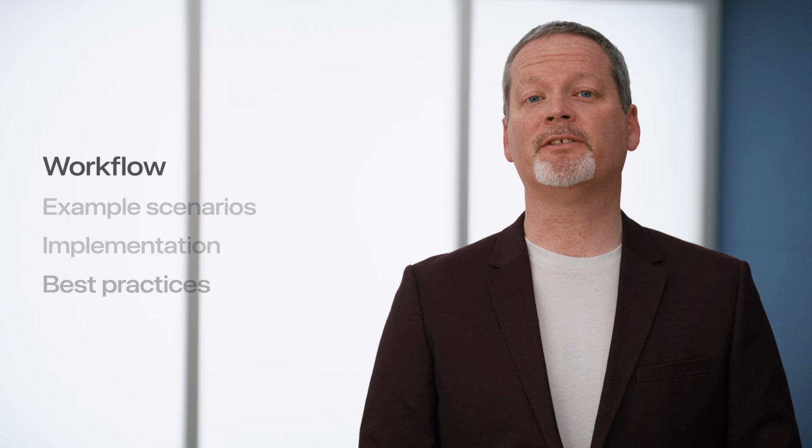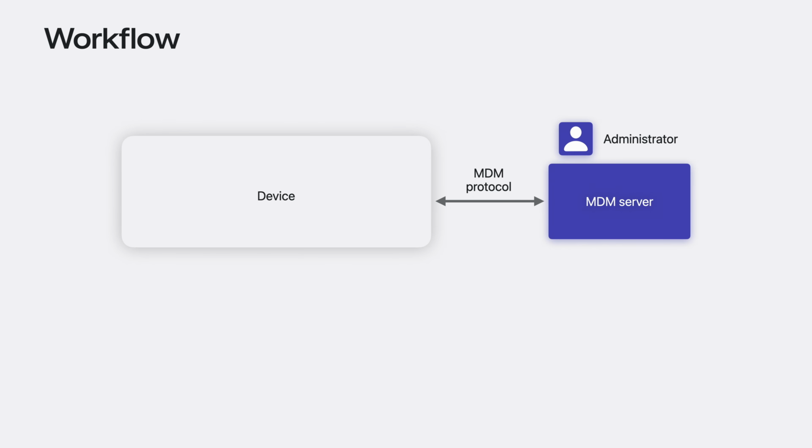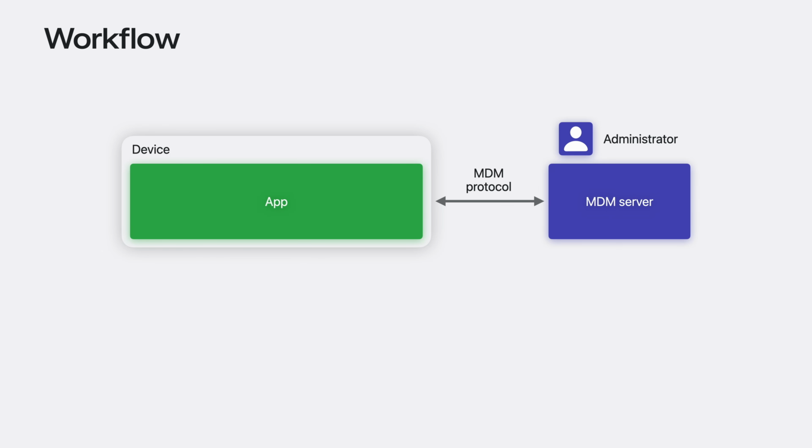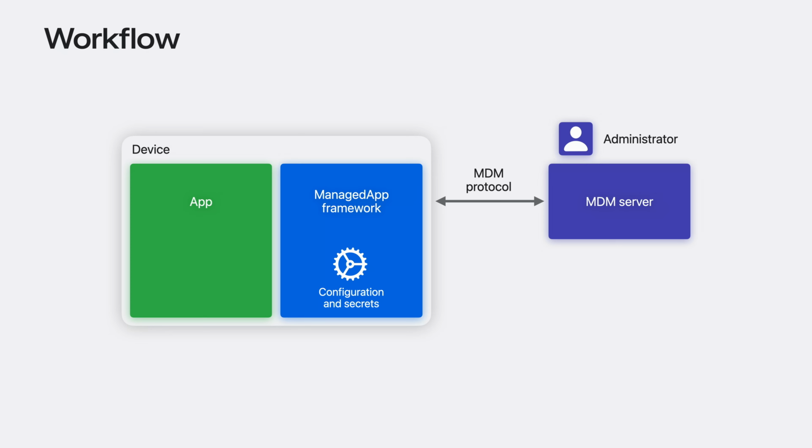First, how does this work? We start with a device that is managed. The administrator uses an MDM server to send management commands and queries to the device using the MDM protocol. The administrator manages the app, and this usually installs the app. As part of managing the app, the administrator specifies the configuration and secrets that the device should make available to that app and its extensions.